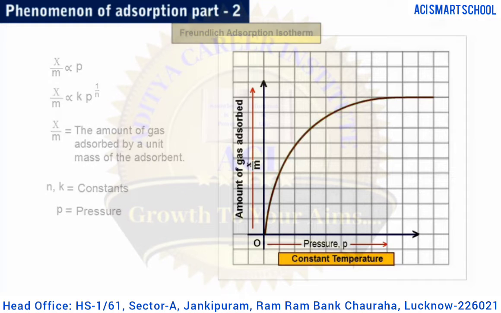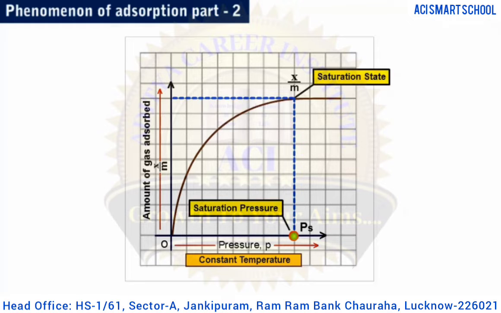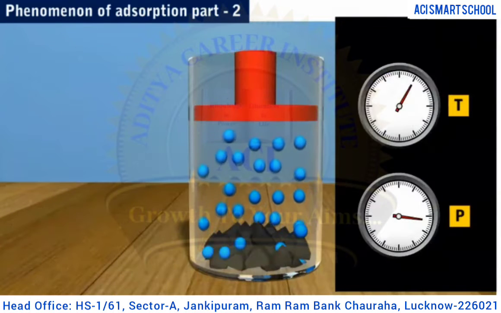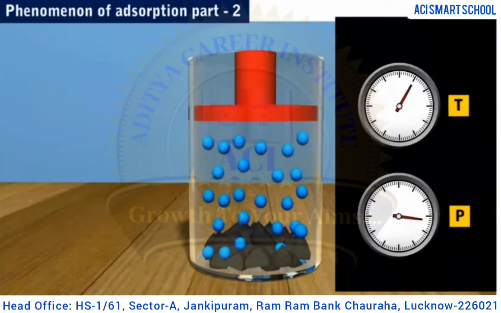In this adsorption isotherm, x by m reaches its maximum value at point Ps. In other words, the extent of adsorption is highest at this point. It can be seen from the curve that even if the pressure is increased beyond Ps, the extent of adsorption remains the same. This is called the saturation state, and Ps is called the saturation pressure. The saturation state is observed when the adsorbate forms a uniform molecular layer on the surface of the adsorbent.